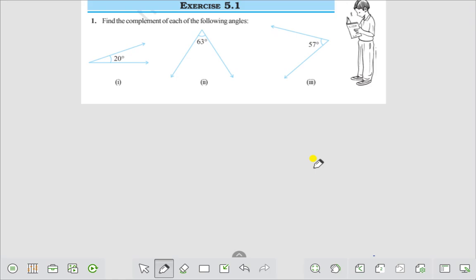Hello everyone. Today I shall discuss exercise 5.1 question number 1. Find the complement of each of the following angles.